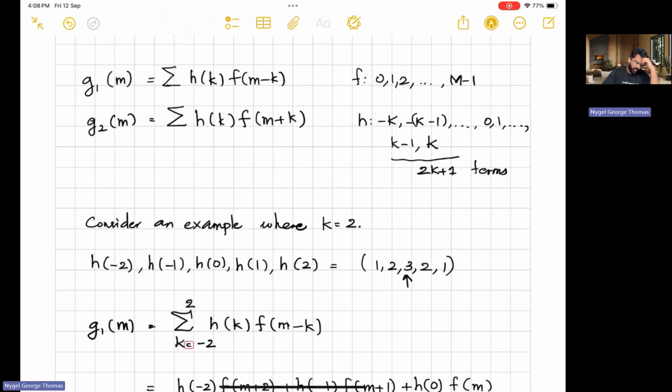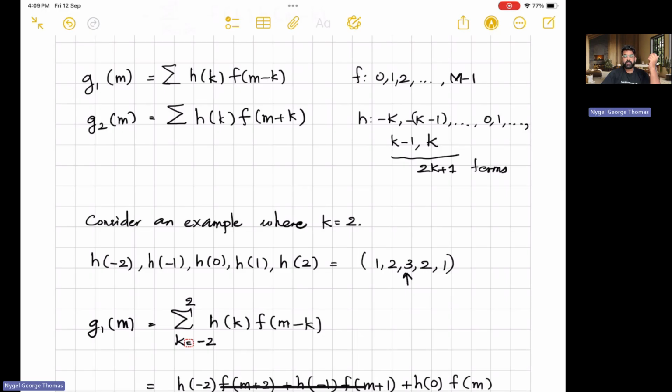We also have to look at the difference between convolution and correlation with more precision. g1 of m is given by the sum over the entire k of h of k into f of m minus k, where normally f will take values 0, 1, 2, 3, etc. up to m minus 1, because we are dealing with images. So there is no causality issue; all the signals are causal, so you don't have to deal with non-causal signals.